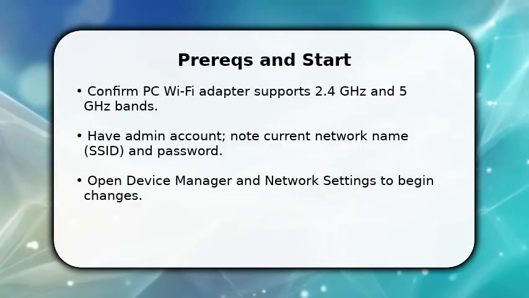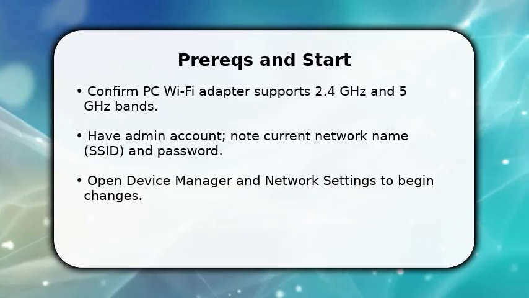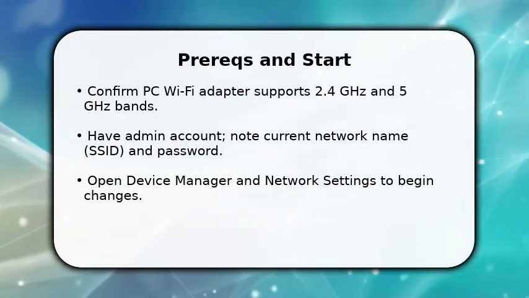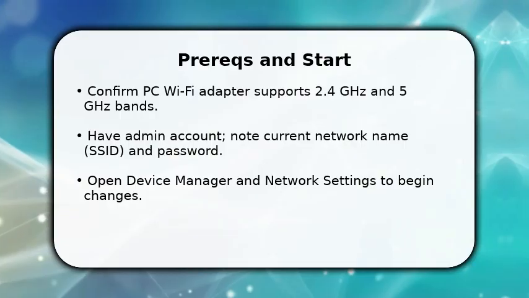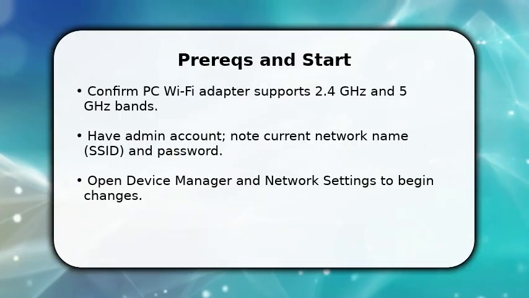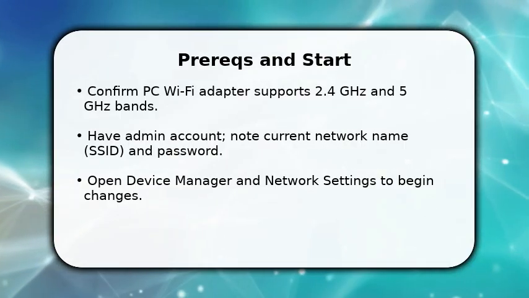You need admin rights and a dual band adapter. Once confirmed, open Settings and Device Manager. You'll change adapter preferences, then the network connection. First, go to Start, type Device Manager and press Enter.